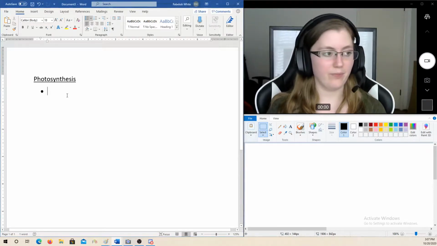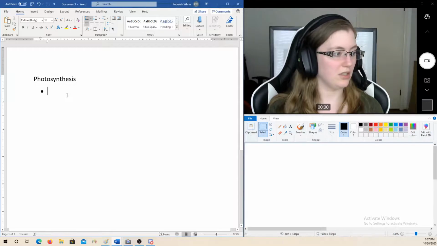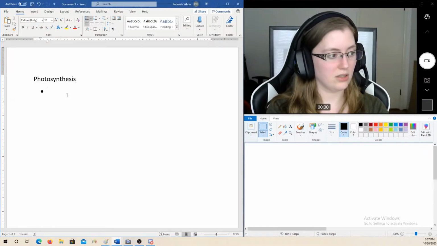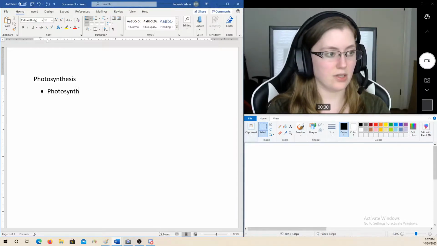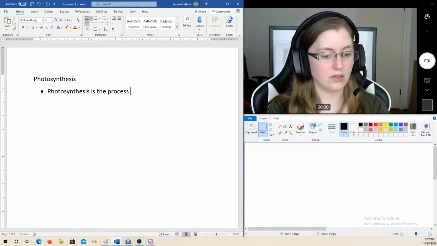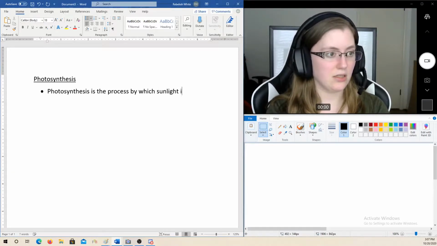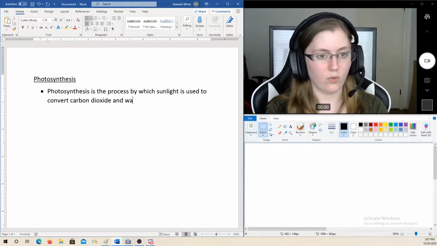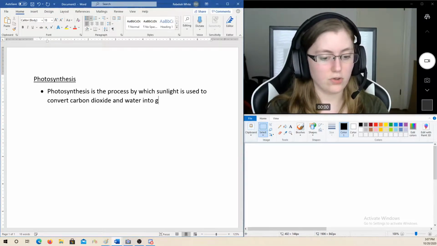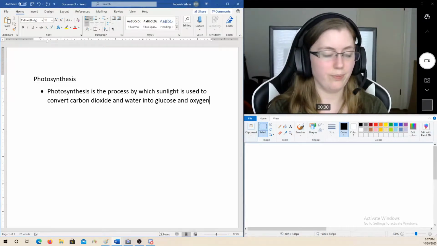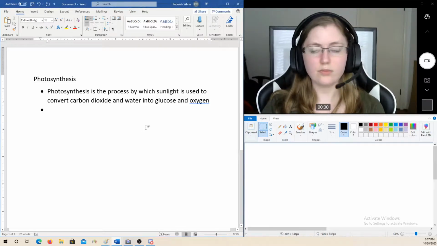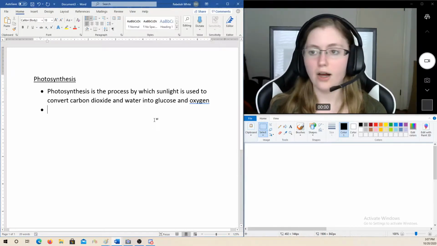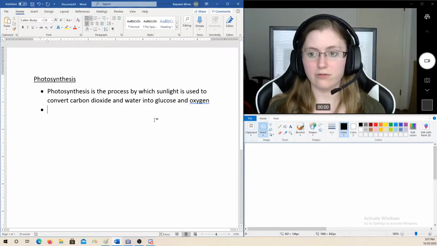So, what I would say for this definition, and you can keep typing, is that photosynthesis is the process by which sunlight is used to convert carbon dioxide and water into glucose and oxygen. So this is how I would define our reaction here, photosynthesis.